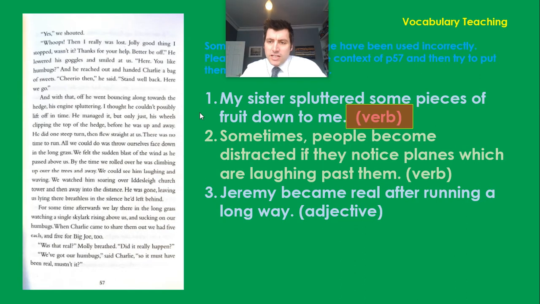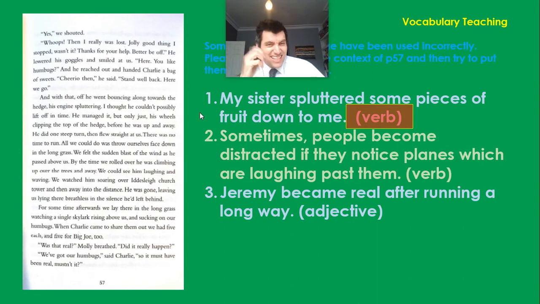For these ones, guys, what I've done is highlighted the type of language that you're going to be looking for. So we've got "my sister spluttered some pieces of fruit down to me." So in that sentence, it's a verb. Spluttered. That's the incorrectly used piece of language. Can you find the correct verb on that page to make that sentence make sense? So swap that verb out. "Sometimes people become distracted if they notice planes which are laughing past them."